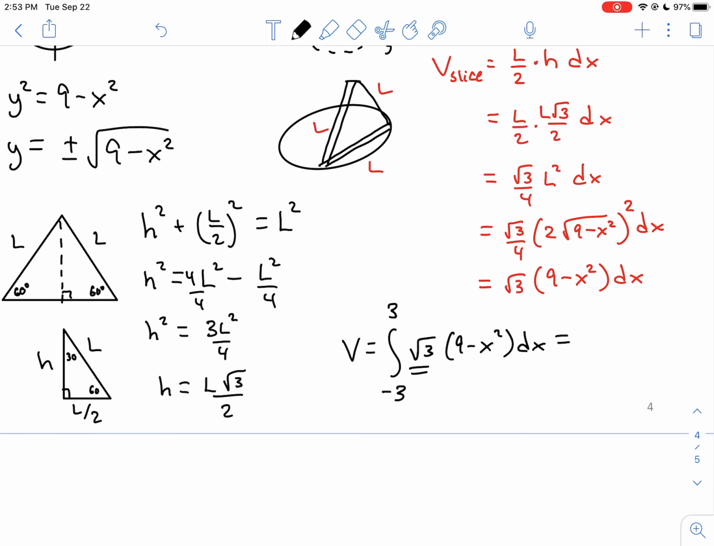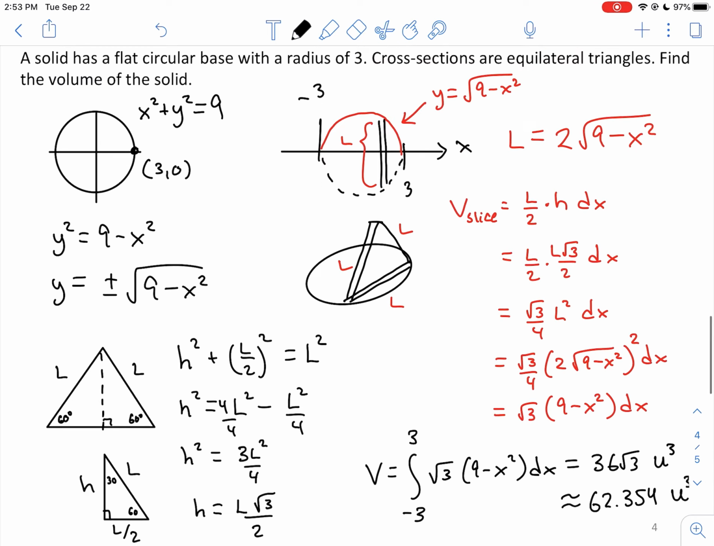And if you leave off the radical 3 and just plug in this part here in Desmos and do an integral, you're going to get 36, but then times the radical 3. So we do get 36 radical 3. These would be cubic units. Reach for a calculator to decimalize this. It's about 62.354 cubic units would be the volume of this one.